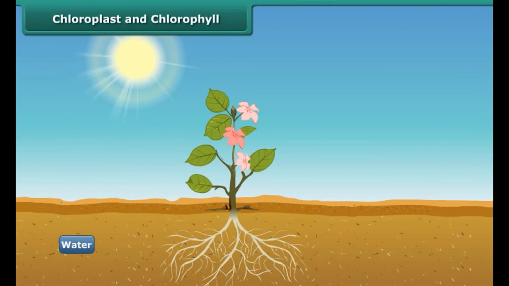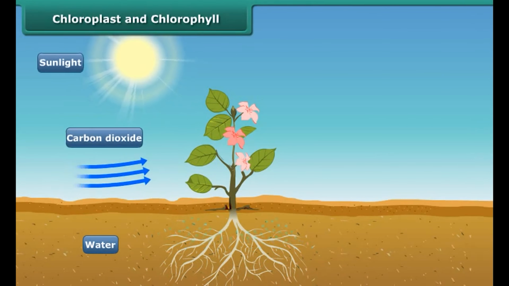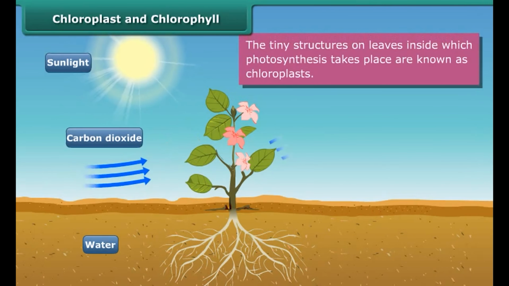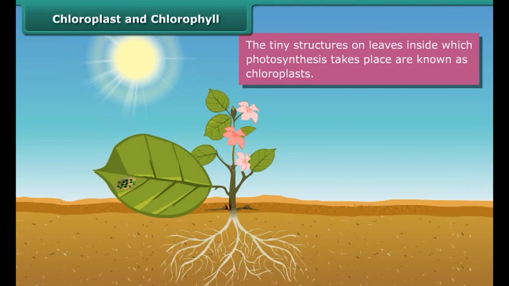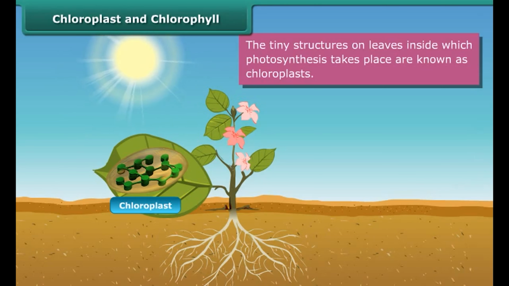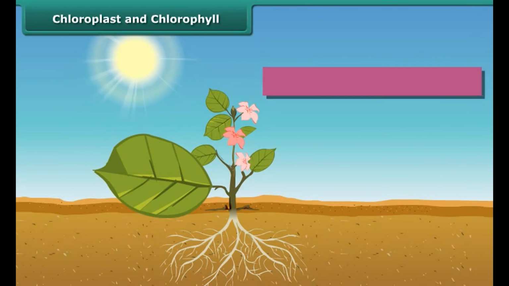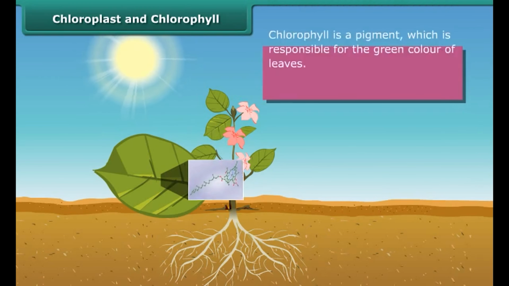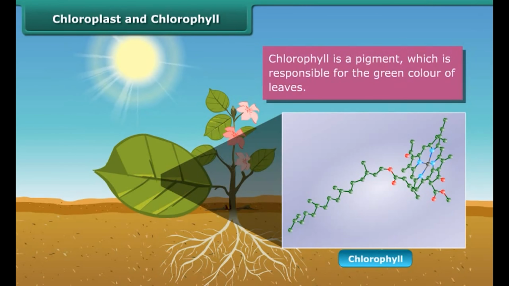You just learnt that leaves make their food with the help of photosynthesis. The tiny structures on leaf inside which photosynthesis takes place are known as chloroplasts. Due to their role in food production, they are also known as food factories. Chloroplasts are green in color. They get their color from a pigment called chlorophyll. Chlorophyll helps leaves prepare food.